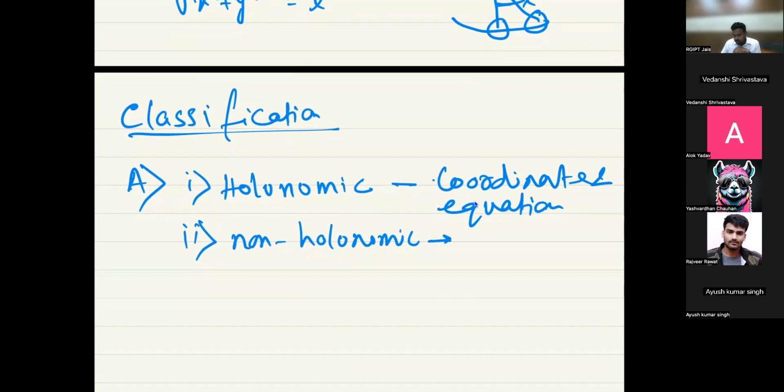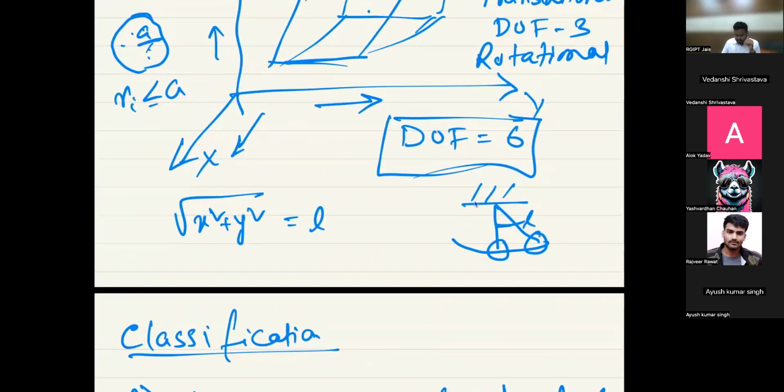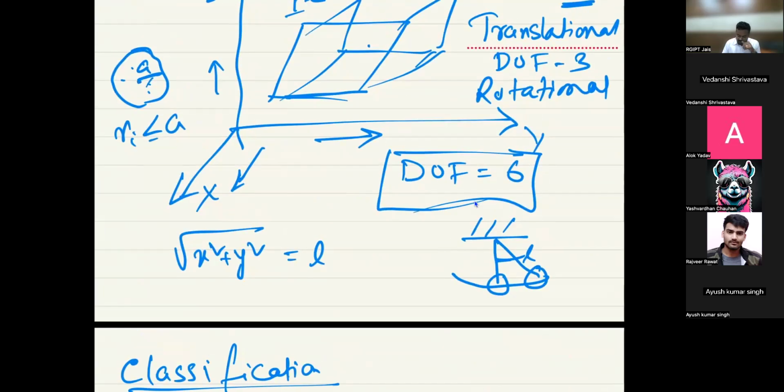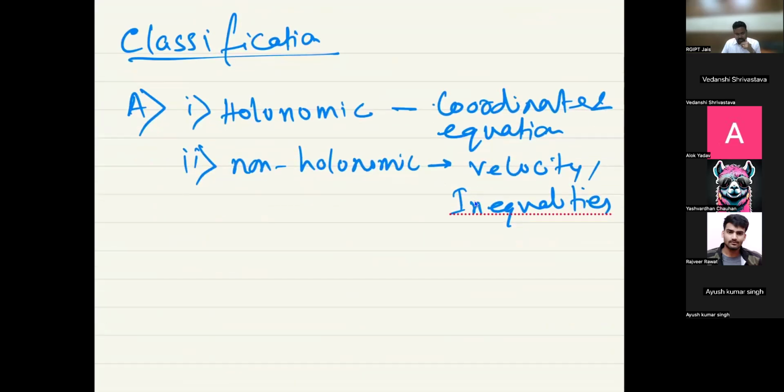But in the case of non-holonomic, they can also depend on velocity, and they can also be inequalities. So those are non-holonomic constraints. For example, this gas filled sphere. In this case, the constraint is in the form of an inequality, so this is a non-holonomic constraint.